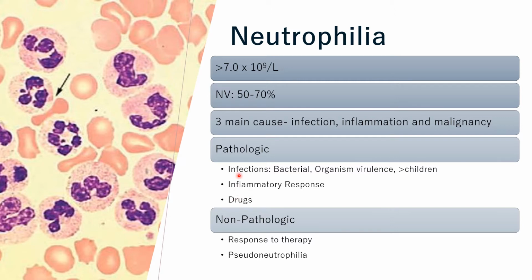Bacterial infections, especially those caused by cocci, may produce striking neutrophilia. The degree of neutrophilia caused by infections depends on the virulence factor of the organisms as well. And we can also consider the age and the health of the patient. Children develop more profound neutrophilia compared to adults.